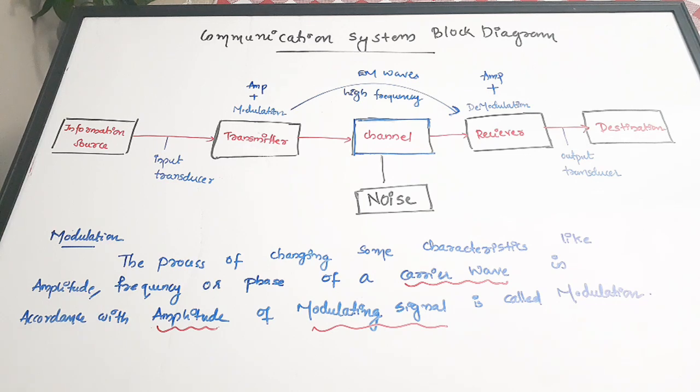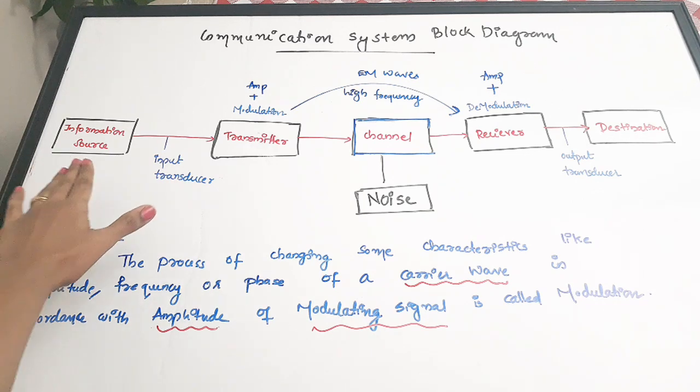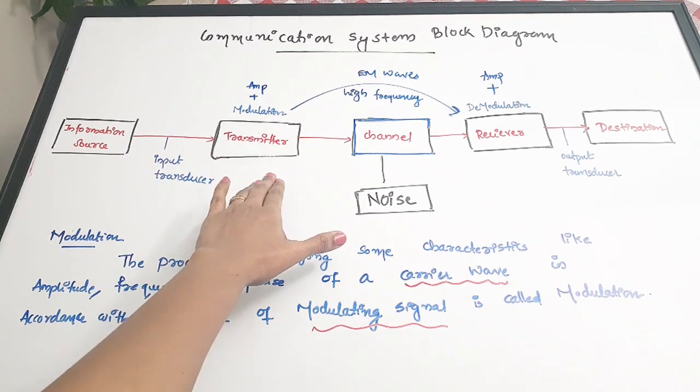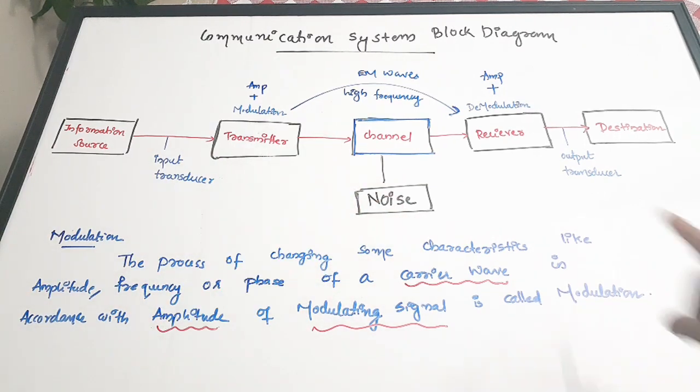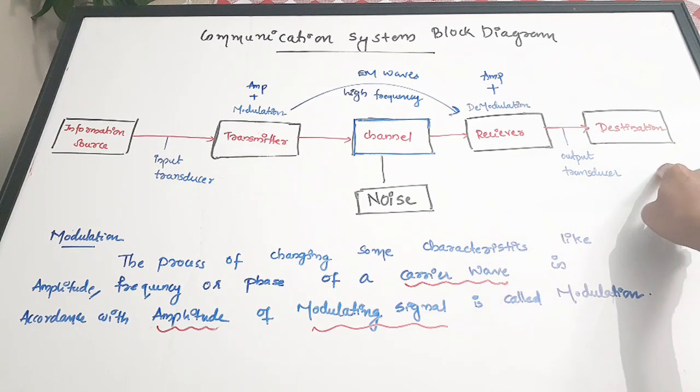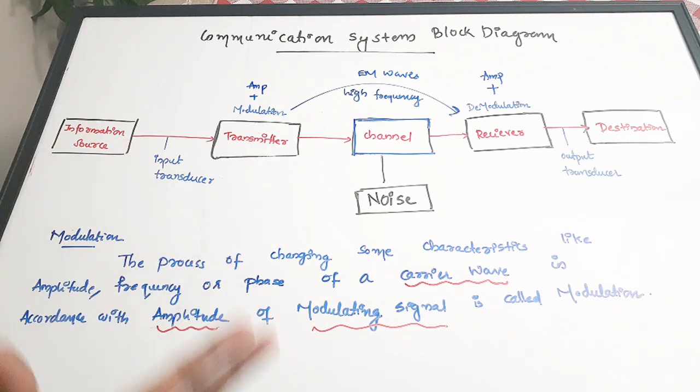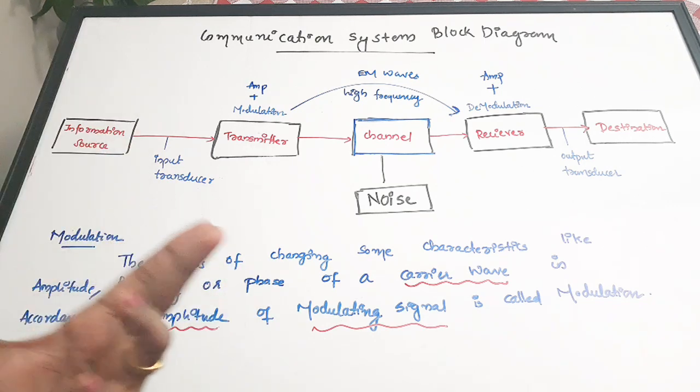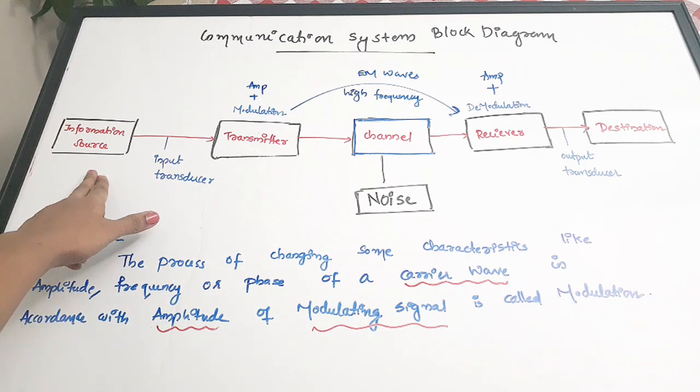It is a very basic diagram. There is an information source out here. There is a transmitter, then there is a channel, then there is a receiver and a destination. The aim of creating such a communication system is to send information, that can be either voice or text or image or any source of information, from the information source to the destination.